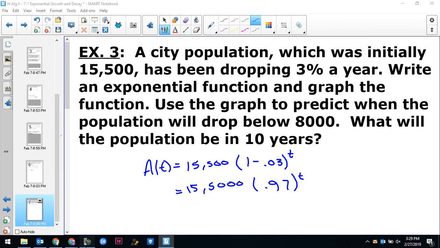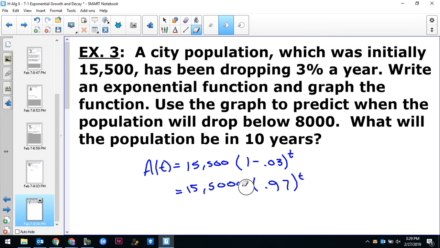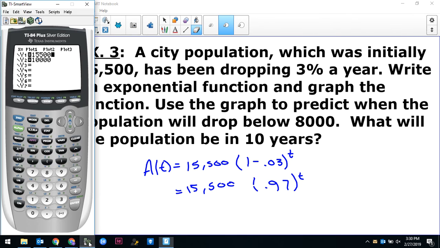Let's put that in our calculator. Let's go to my y equals, and let's remove our old guy and say 15,500. Something's wrong there. Whoop. You didn't see that, did you? Okay. 15,500 people times 0.97. That's embarrassing. I hope when you're watching this, it's still before 8 o'clock. 0.97 raised to the x power.